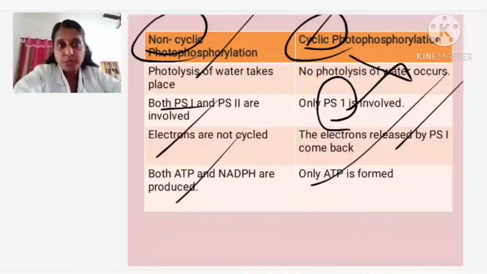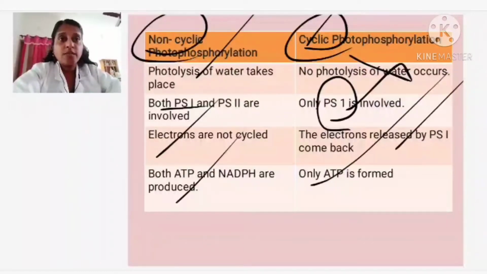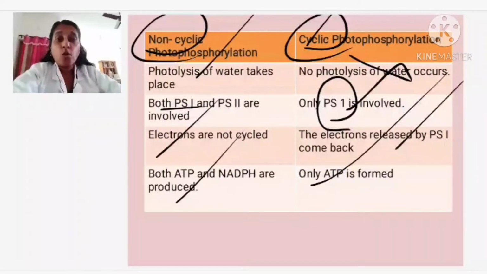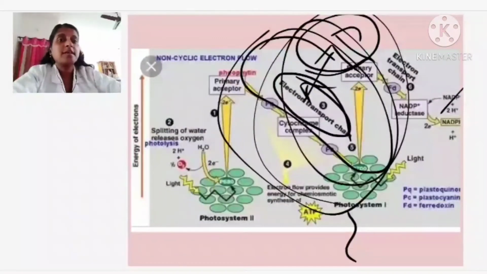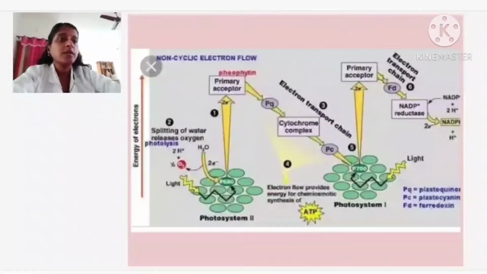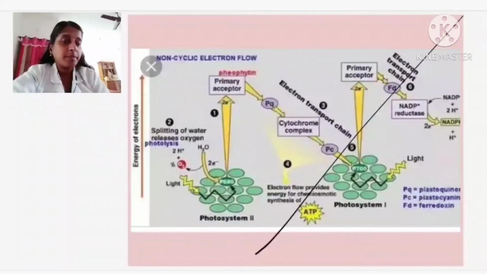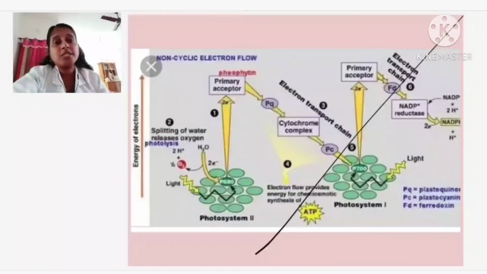ATP is produced. With this, we are coming to the end of the light reaction, which is divided into two: one is cyclic and another one is non-cyclic photophosphorylation. Hope it's clear. It is very important to understand the concept of this light reaction, this cycle. You have to know this diagram very neatly. Any questions can come from this portion. Okay. Thank you.